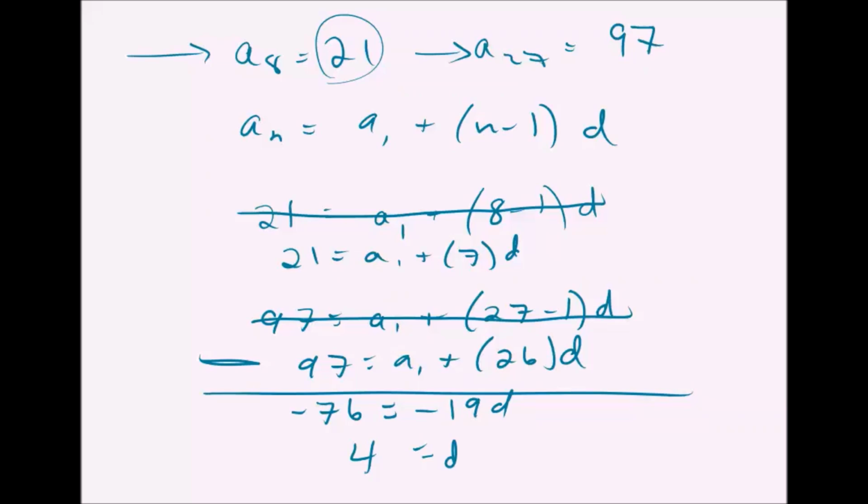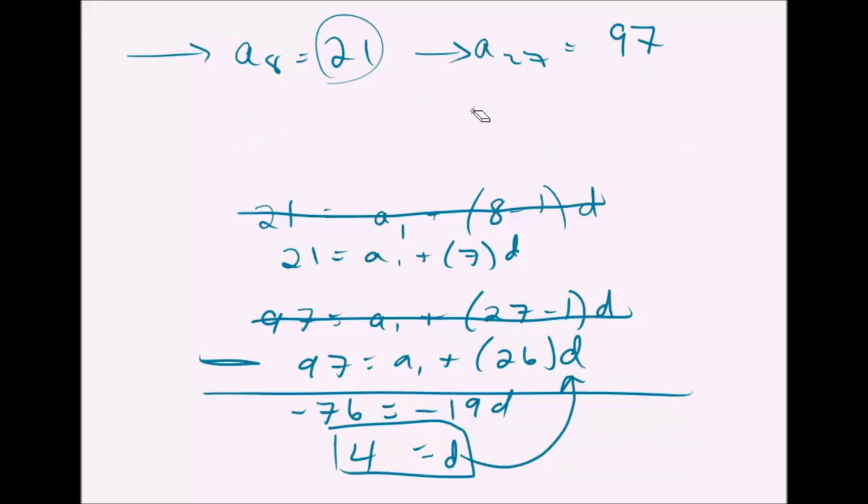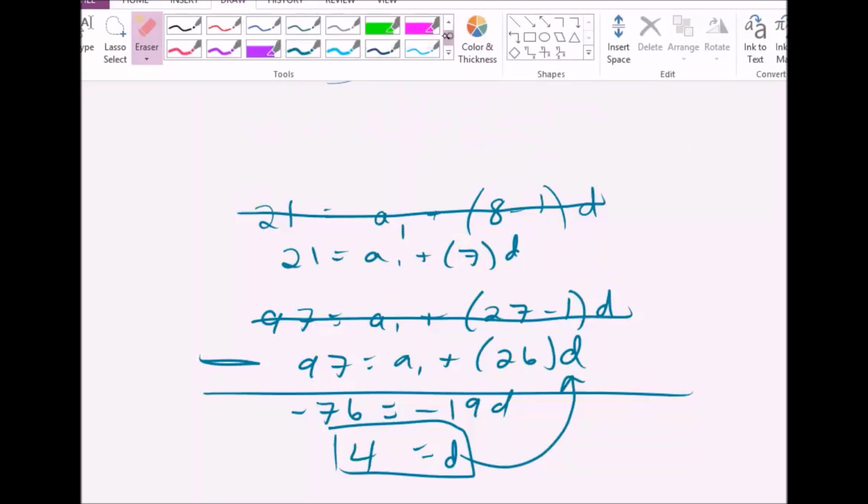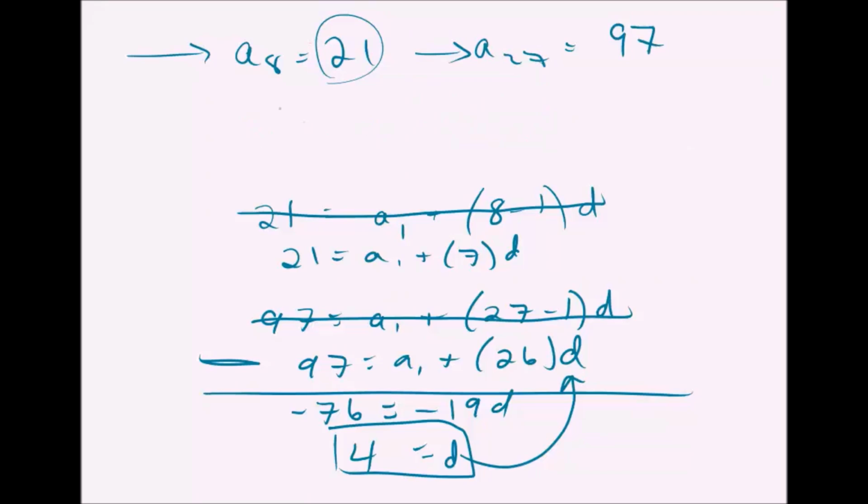Now that we know that d is equal to positive 4, we can plug that into one of these equations. It doesn't matter which one. We're just going to plug it back in. So 97, I'm going to run out of space here, so I'm going to go ahead and erase a little bit, maybe up here. But I'll change colors so you know I'm working ahead. So we have 97 equals a1 plus 26 times 4. And when we do that, we solve for a1 equals negative 7.